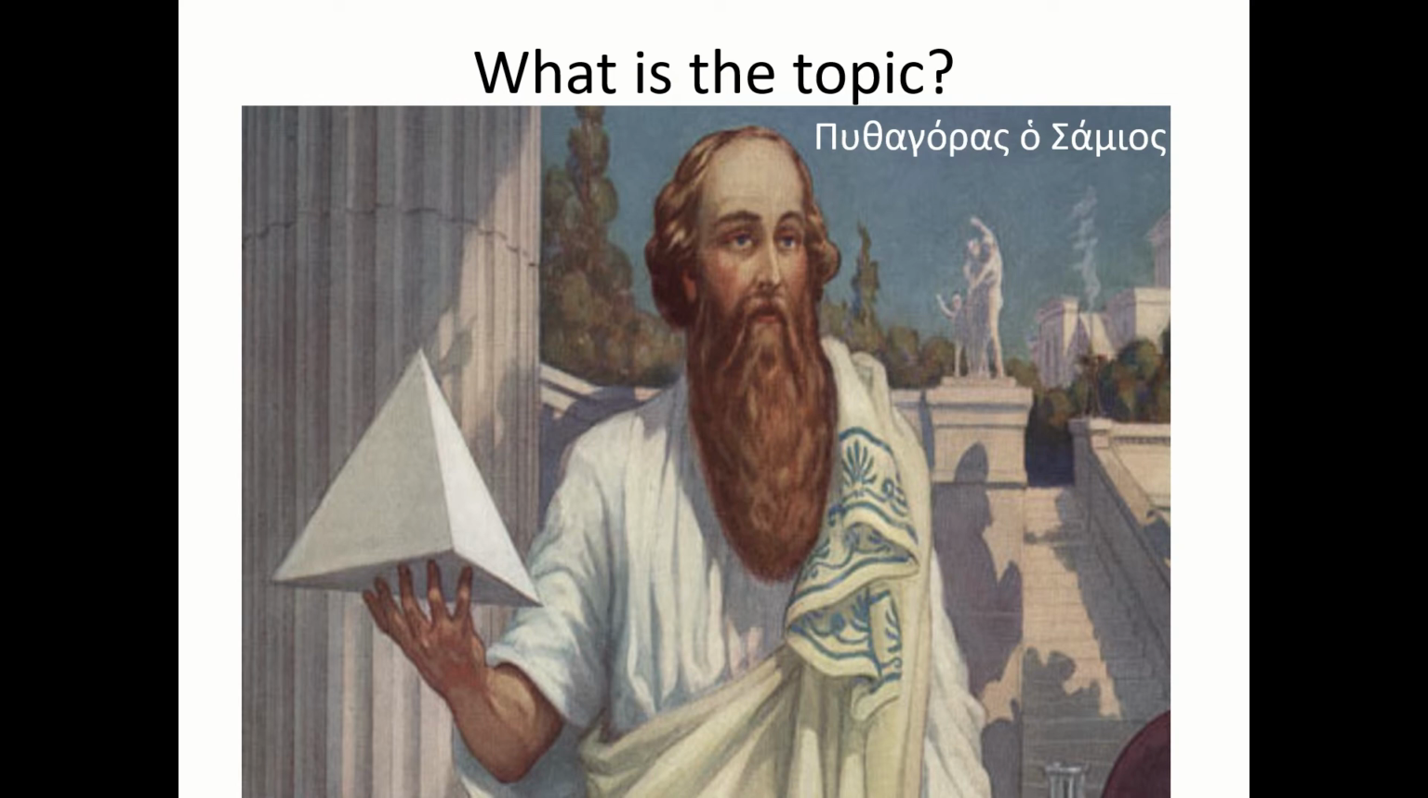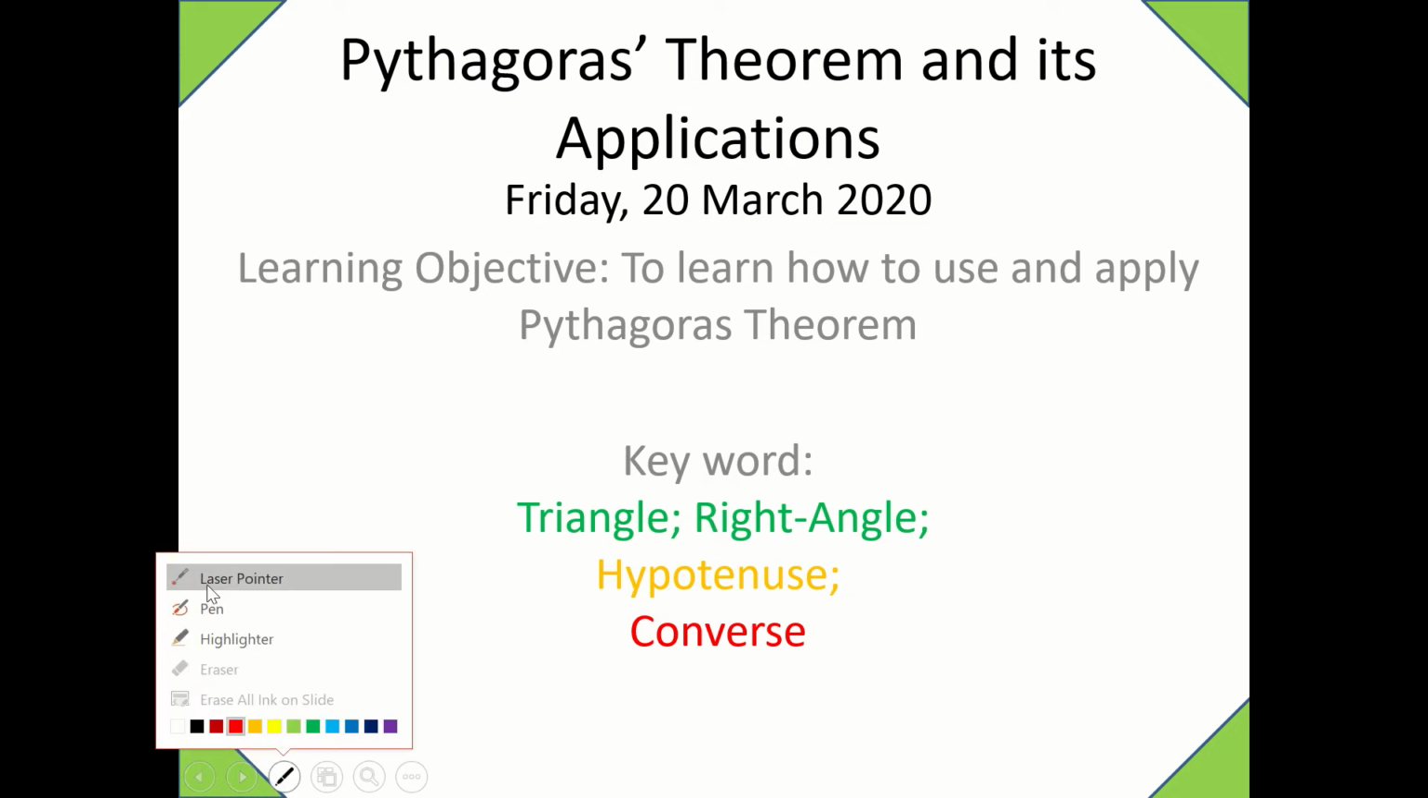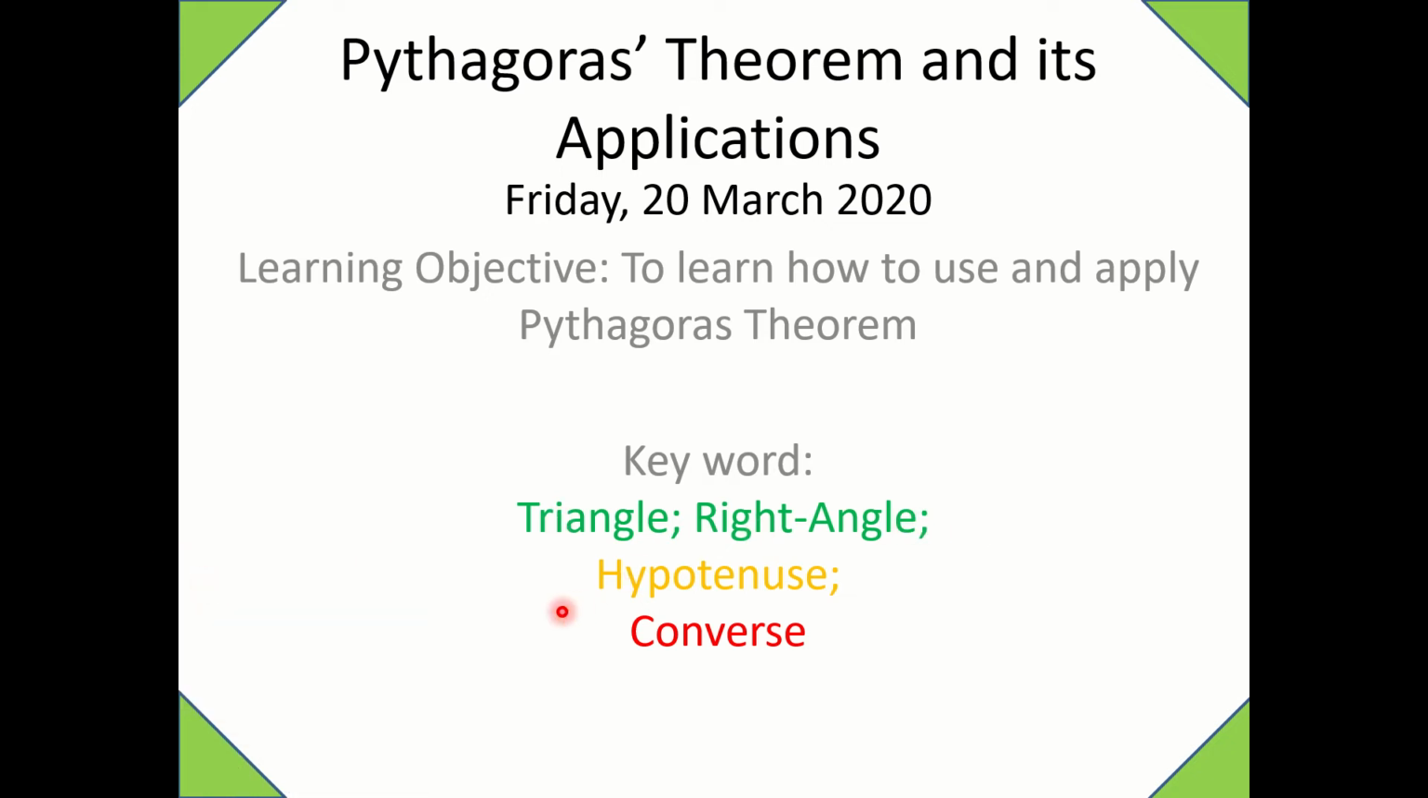Pythagoras of Samos is a Greek mathematician who helped contribute to Pythagoras' theorem. Now, as you may have gathered, it has something to do with a triangle. This is a tetrahedron, or a triangle-based pyramid, but we'll be dealing with a specific type of triangle. And that brings us to our key words. Besides triangle, we need to be using our right angle. Okay. And then other key words are hypotenuse and converse.